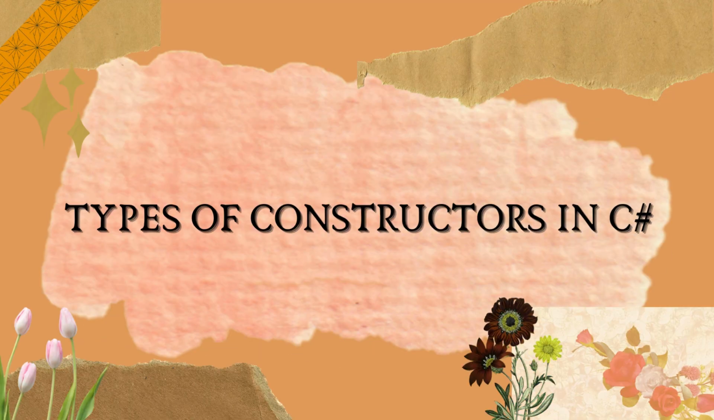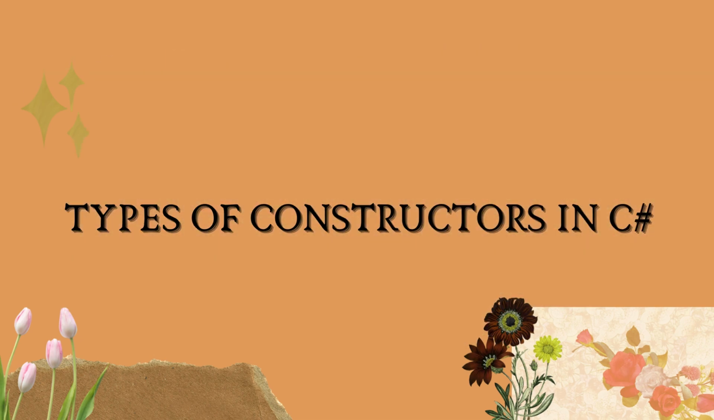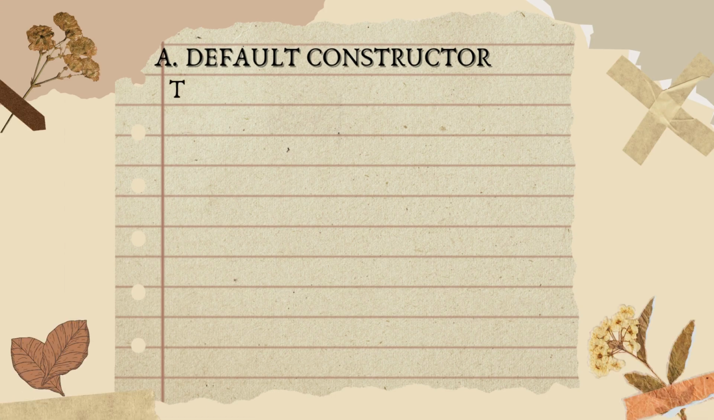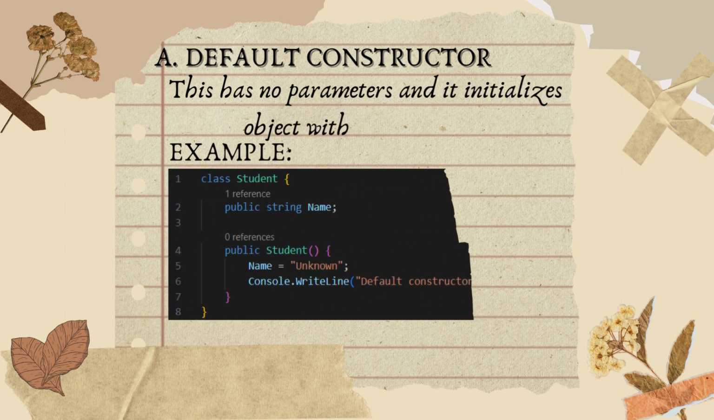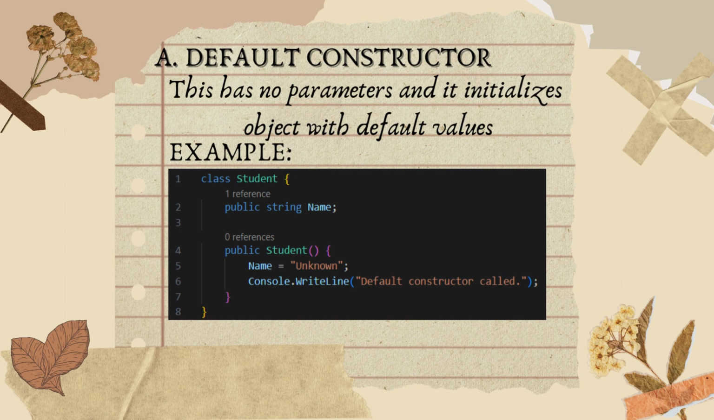Now, let's discuss types of constructors in C#. First type, default constructor. This type of constructor has no parameters and it initializes the object with default values. An example is added to make it clearer. However, the earlier example was also of a default constructor.